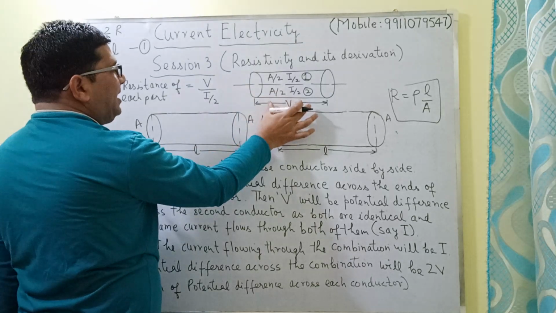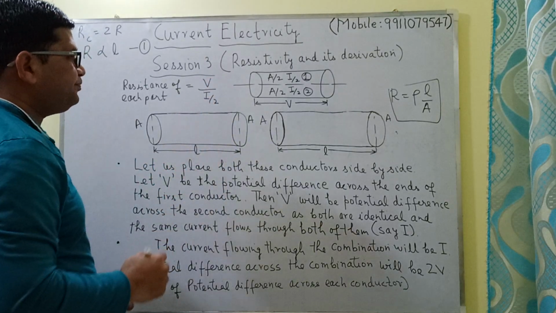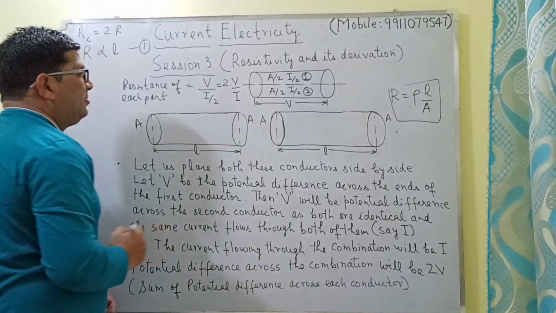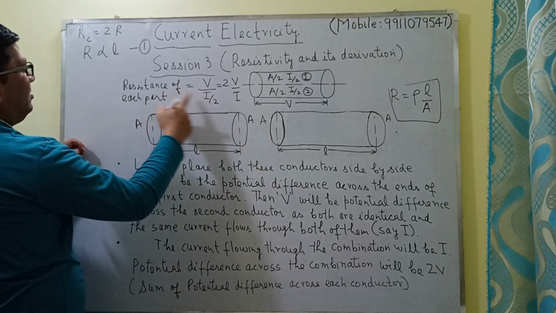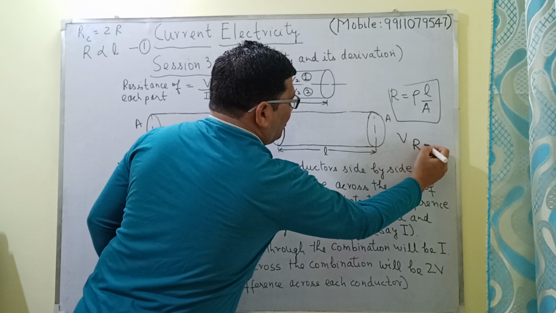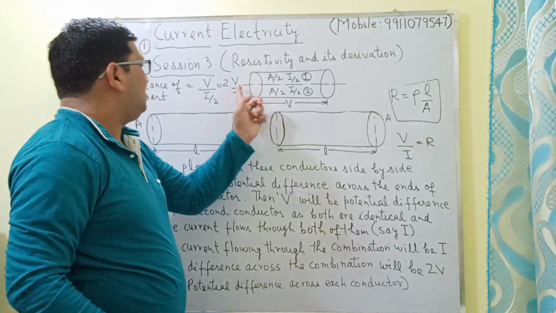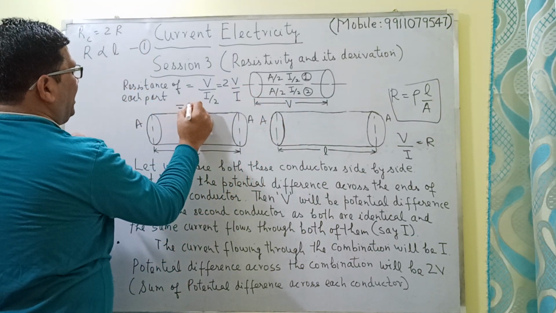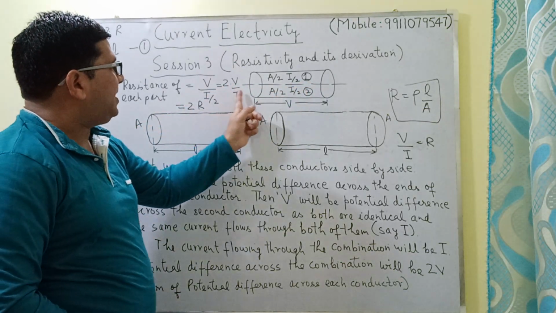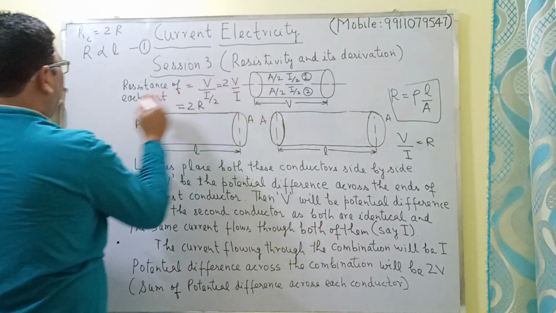So now I can say that the resistance of each part of this conductor will be equal to V divided by I by 2, or we can say that this is equal to 2 times V upon I. Now this V upon I, as we have just seen, was equal to R. So I will be substituting this value in this equation, and I will be getting it as 2 times R. So in this case, the resistance of each part of the conductor, when it was split lengthwise from the center, becomes 2R.